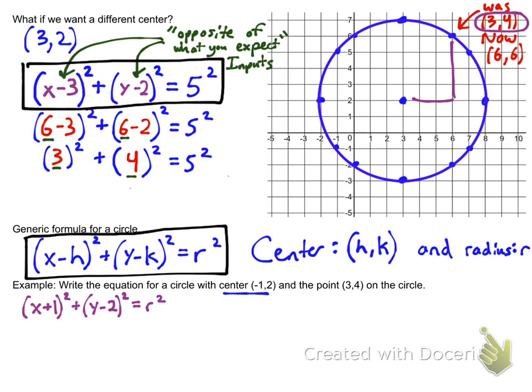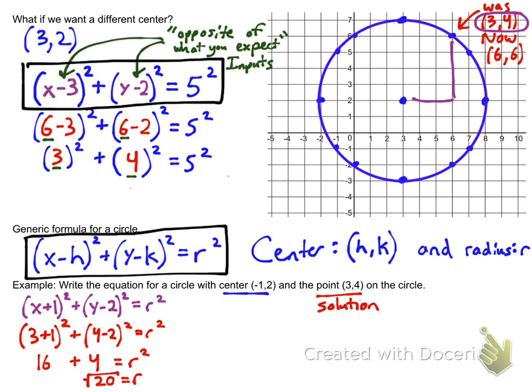One thing we could do is we could measure the distance from the center to our point, and that would be our radius, and we could plug that back in. Here's another thing we could do, is we could just plug in 3, 4, because that's one of the solutions to our circle. And we can solve for r. So I'm going to actually do that because I think that's a little bit faster. So we plug in 3, 4, and we get the square root of 20 is r. So our answer is x plus 1 squared plus y minus 2 squared equals the square root of 20 squared.